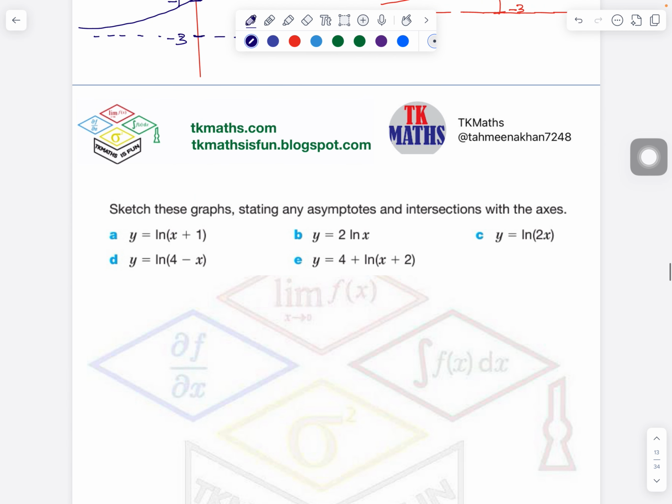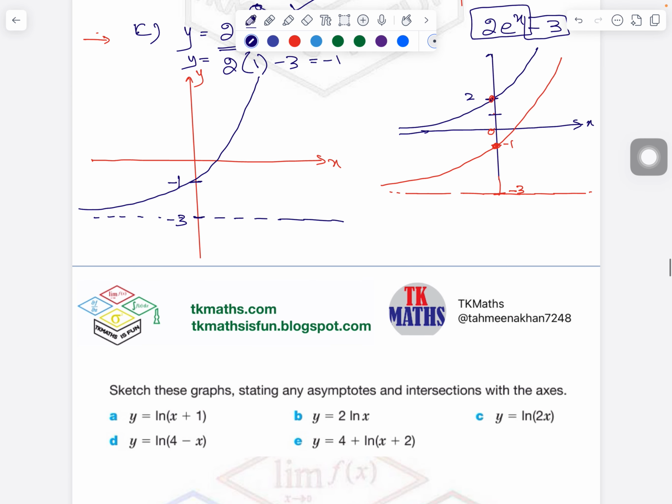So now we will do a sketch of ln. In the last video I told you, for the sketch of ln you have to consider two things, x-intercept and vertical asymptote. So let me write here in writing. For the exponential function, you have to focus on horizontal asymptote and y-intercept. These two things you have to highlight.